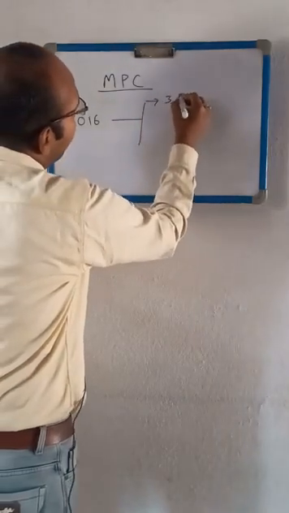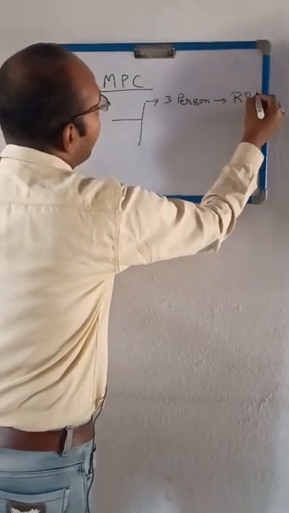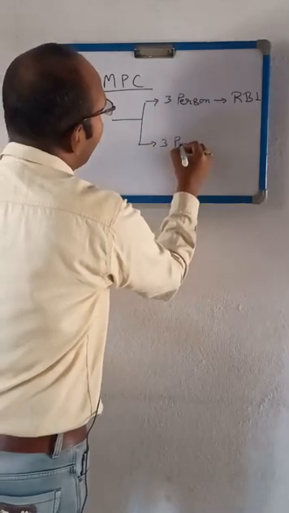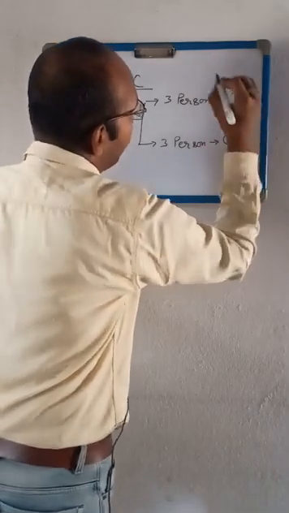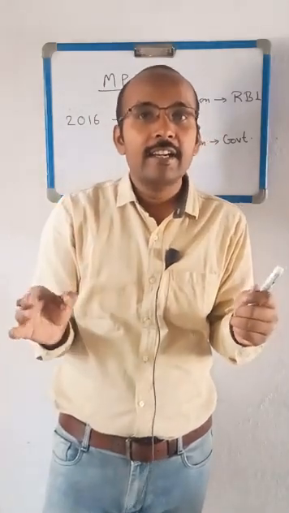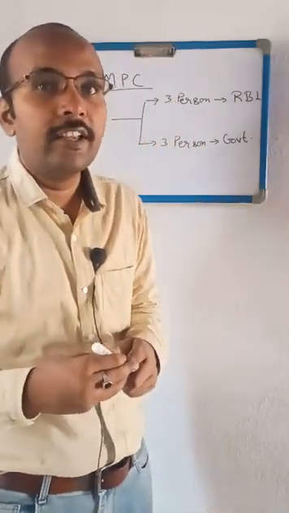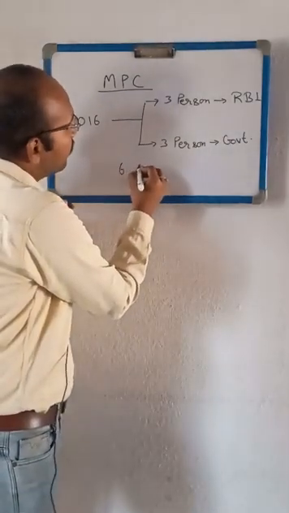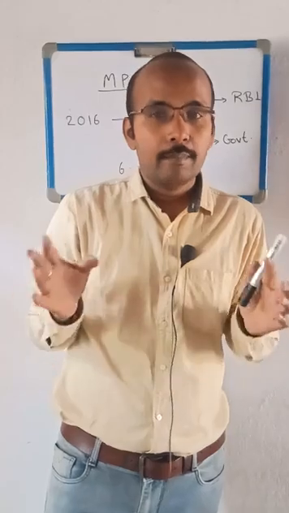First, three members are from RBI and three members are appointed by the government, and they all unanimously decided to reduce the repo rate by 0.25%, or 25 basis points, and now the repo rate is just 6.00%.